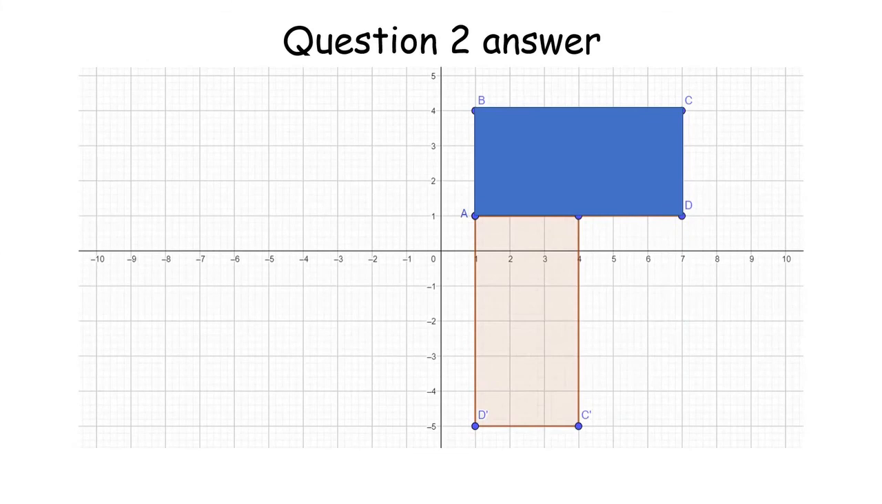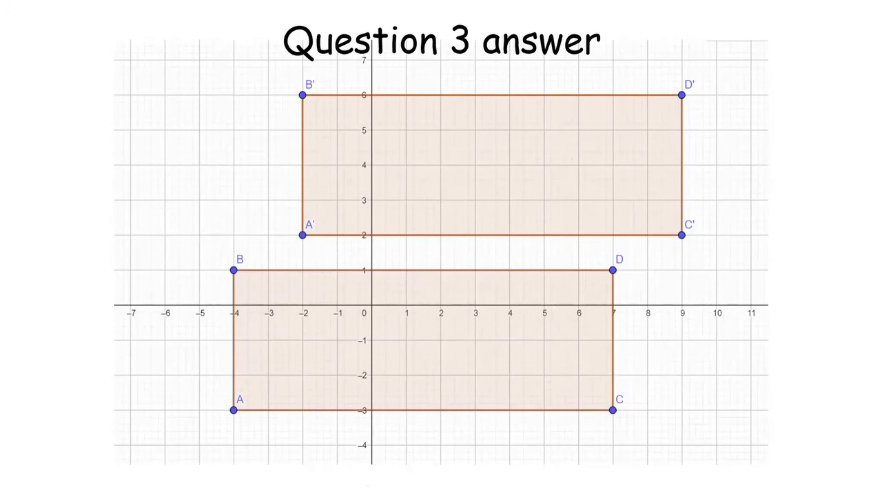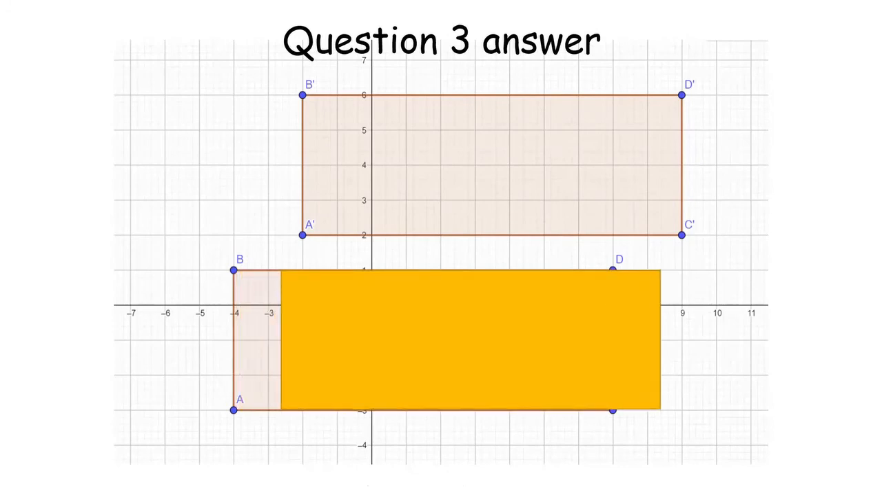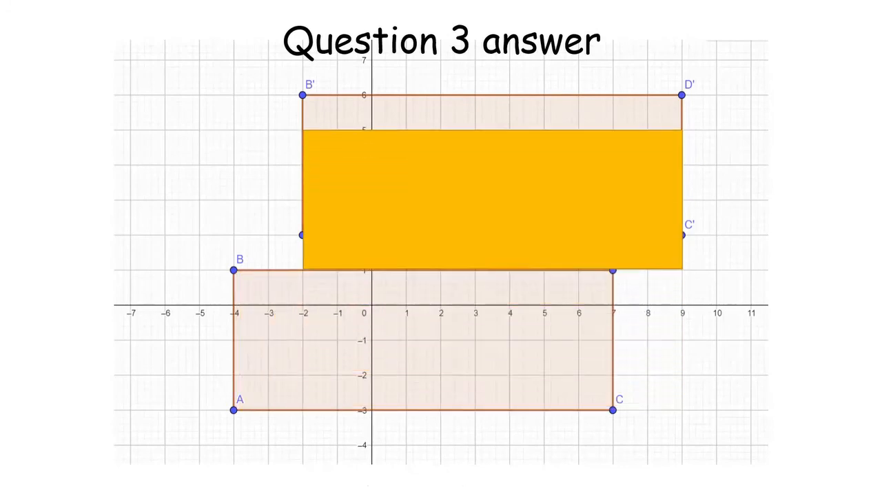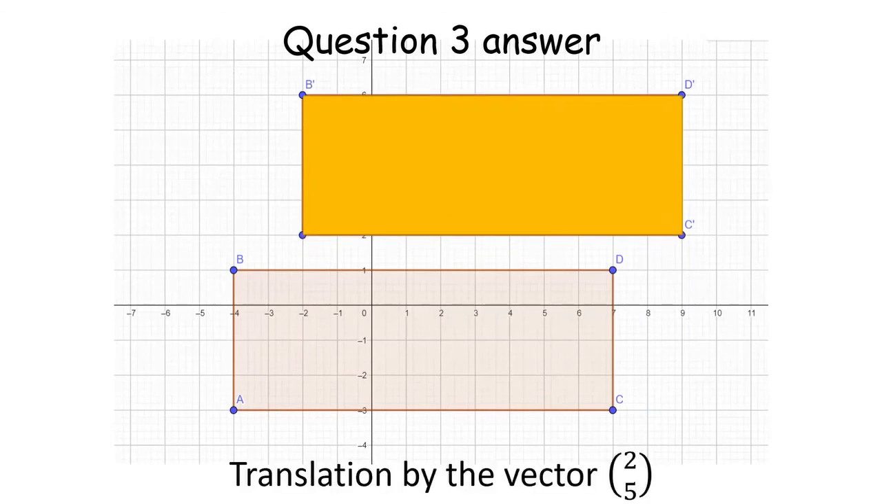Question 2. This is a rotation. It has a centre of rotation at the point 1, 1. It goes around for 90 degrees in a clockwise direction. Question 3. This is a translation. It translates in a positive y and a positive x direction. So the vector is 2 in the x direction and 5 in the y direction.